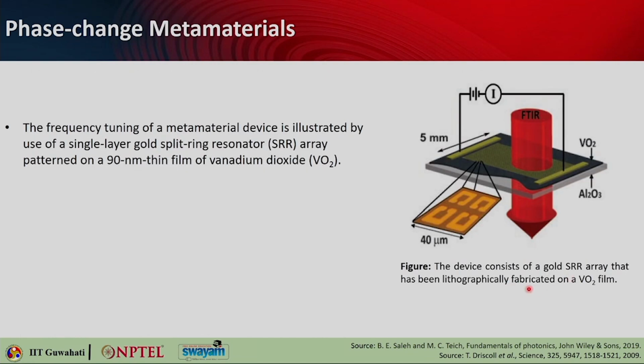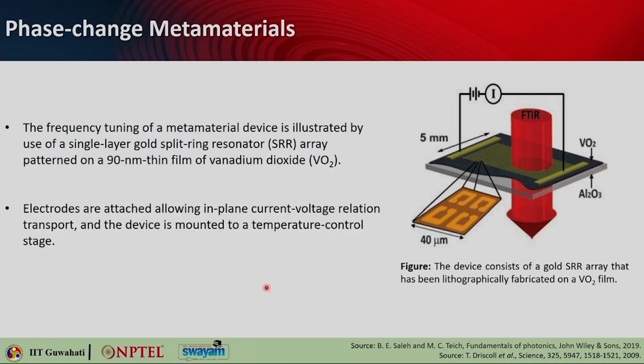So, here what is shown, you have got a gold split ring resonator array, which has been lithographically fabricated on a VO2, vanadium dioxide, film on an alumina substrate. And the thickness of the vanadium dioxide film is 90 nanometer, and you can now apply current between these two electrodes that you see here, and you can have illumination in this particular direction, and there will be a change in the optical transmission spectrum.